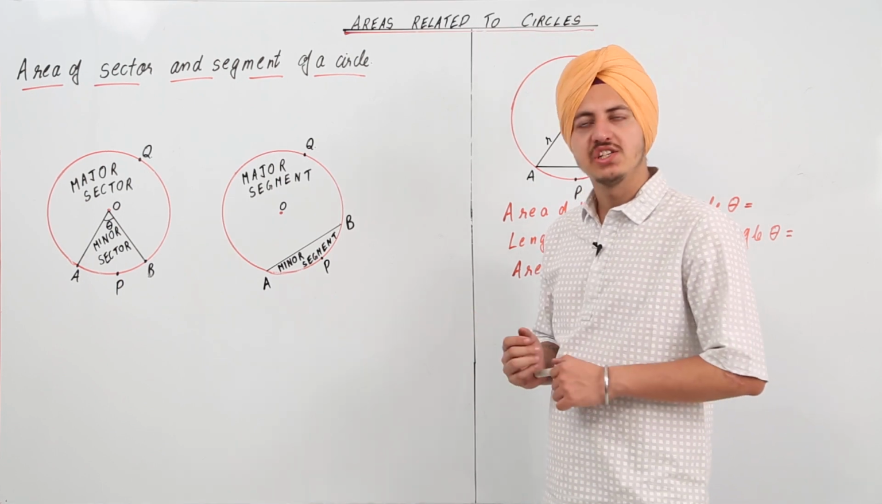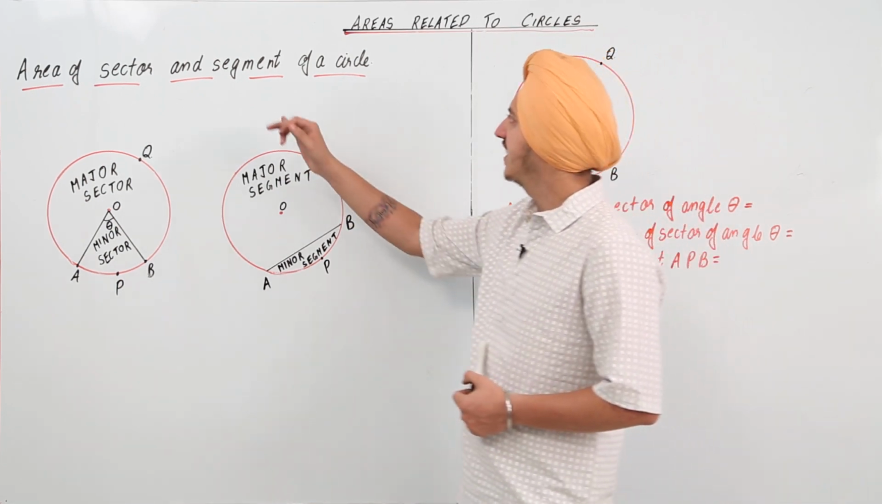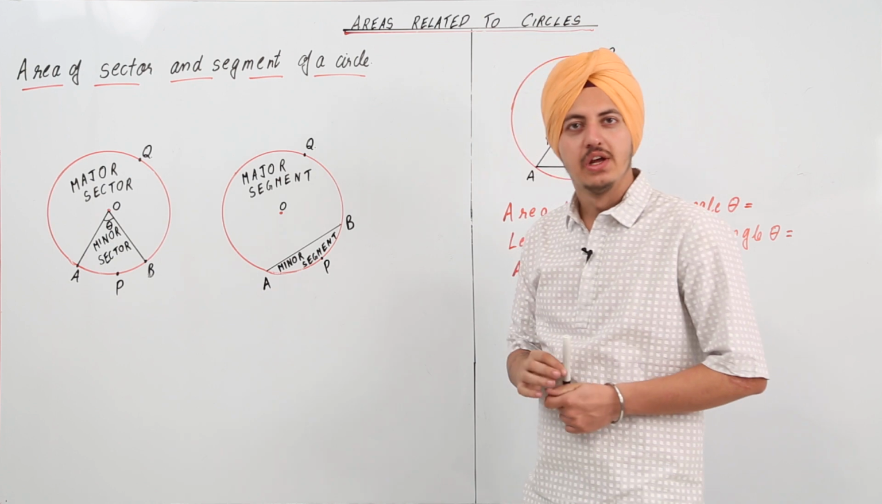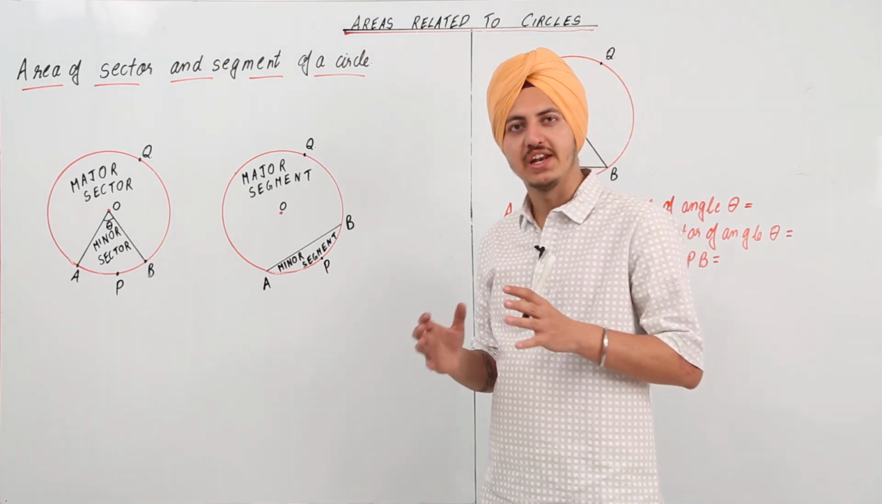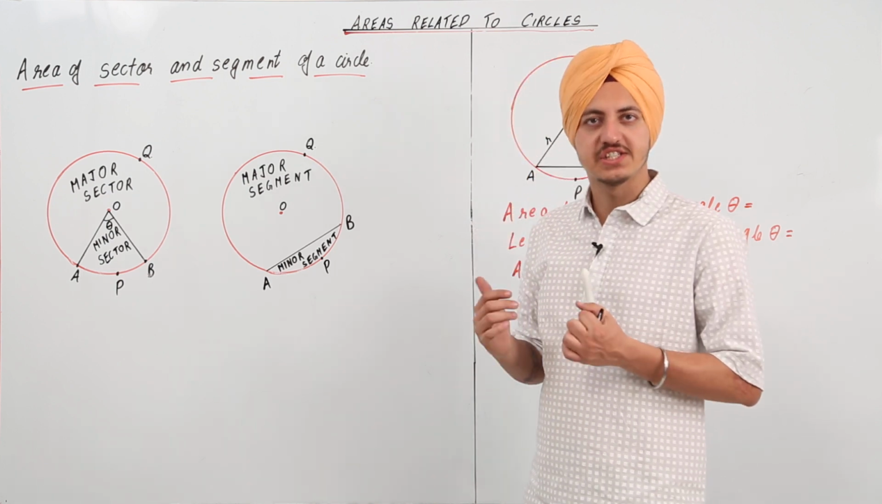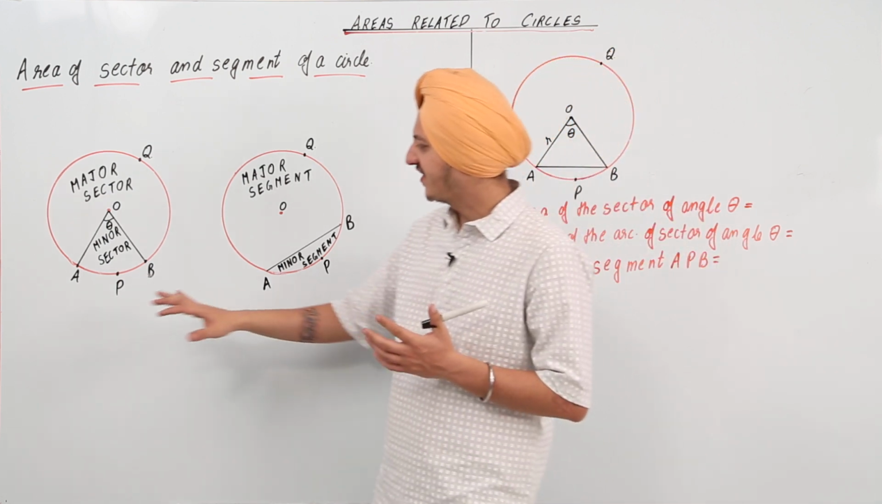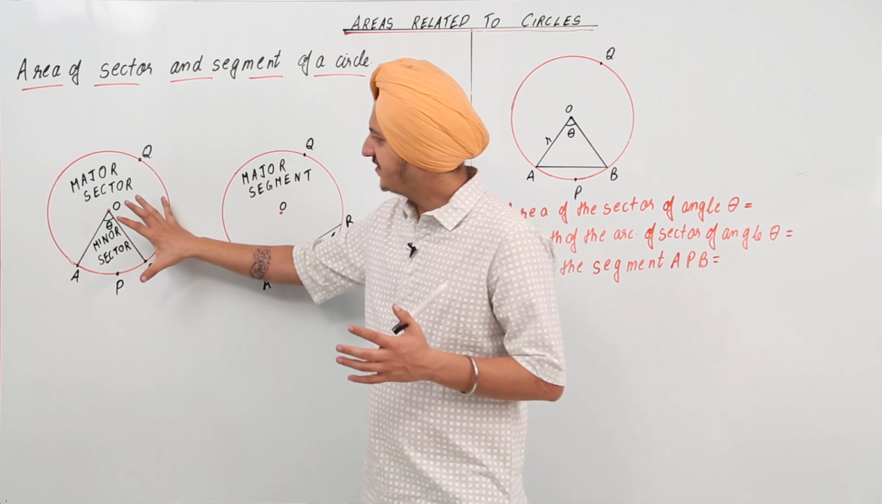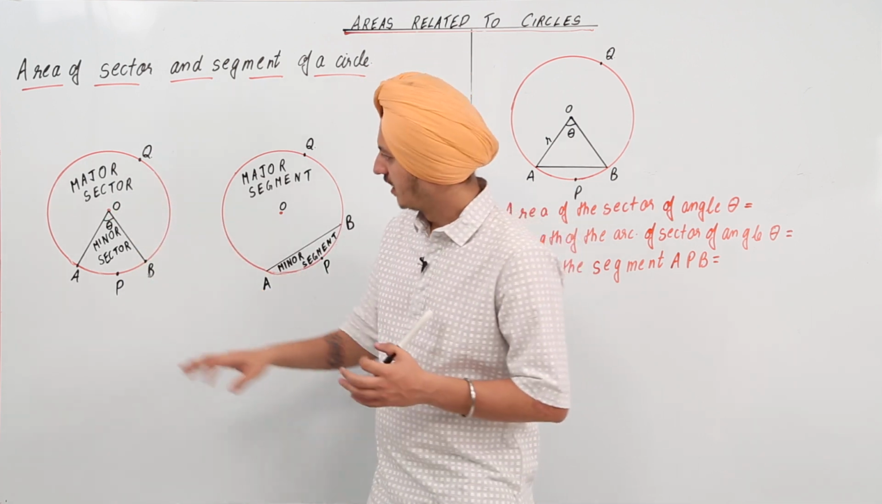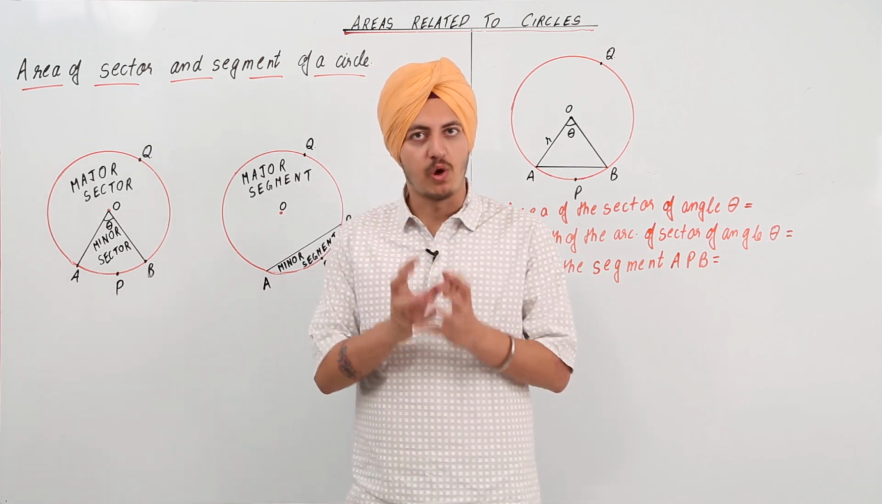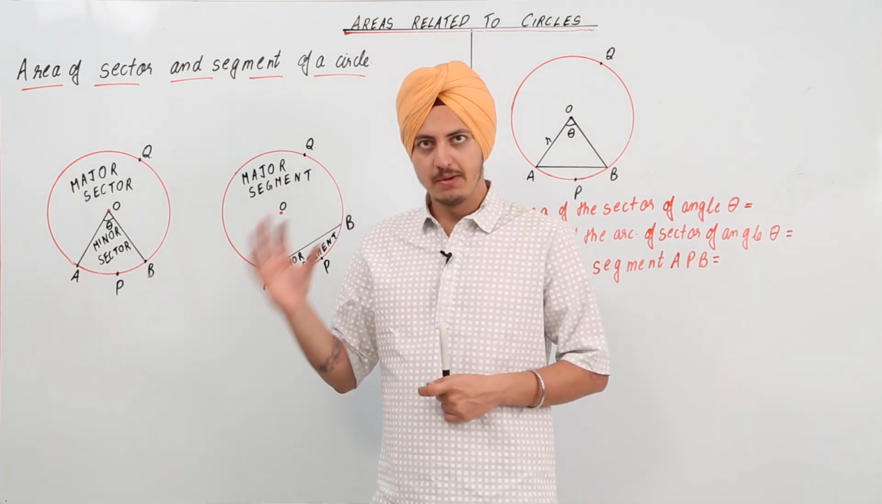Now the next topic in this chapter is area of sector and segment of a circle. In this, first of all you have to understand what a sector and a segment in a circle are. Now this figure will make that clear to you. This figure shows a major sector and a minor sector in a circle. The minor sector is the smaller sector and the major sector is the bigger sector.